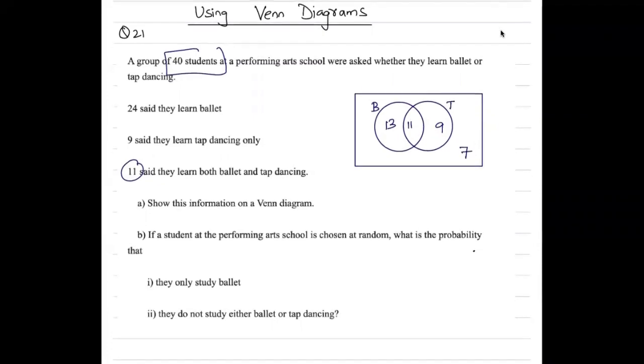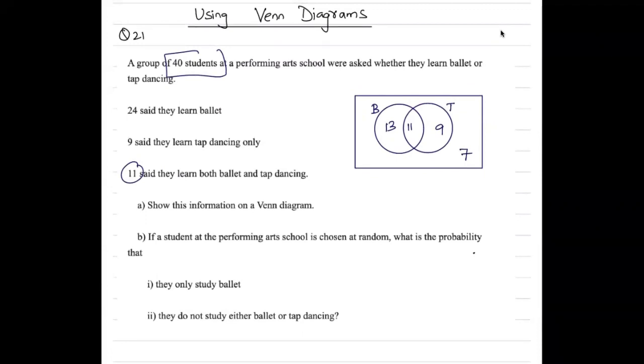Now, if a student at the performing arts school is chosen at random, what is the probability that they only study ballet? So how many students study ballet dancing? Only study ballet, okay? Probability that only ballet dancing is selected. 13 over 40.